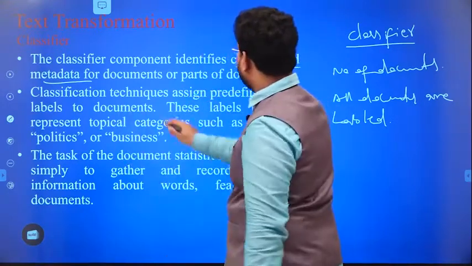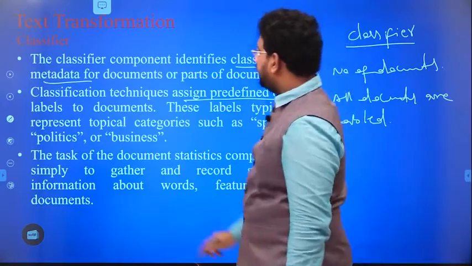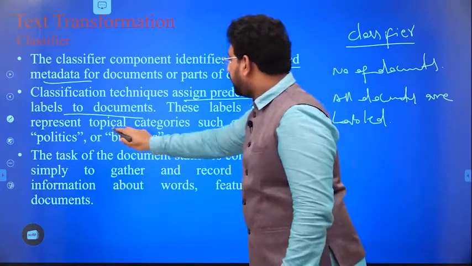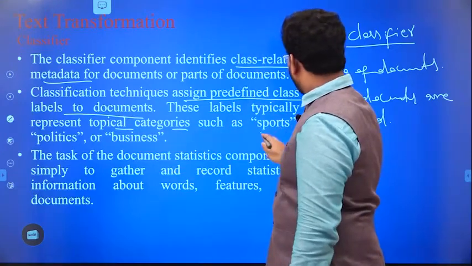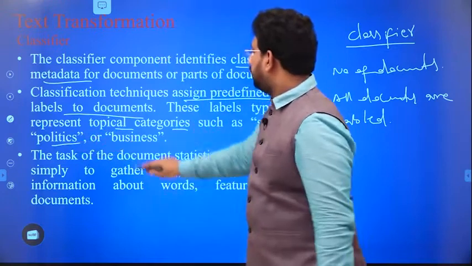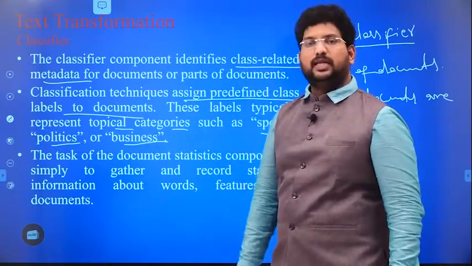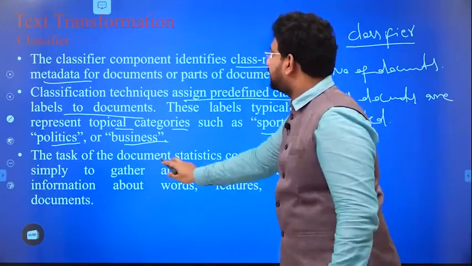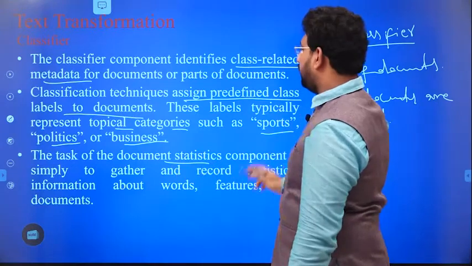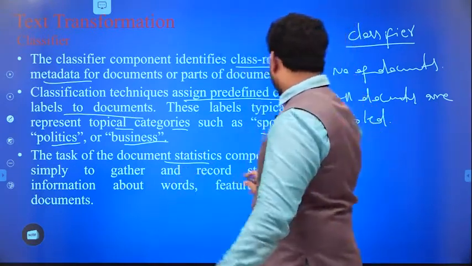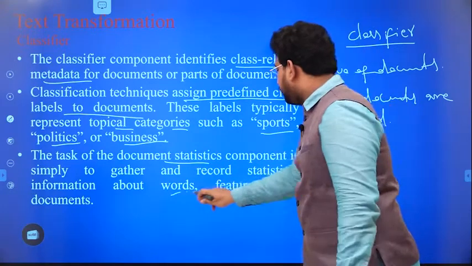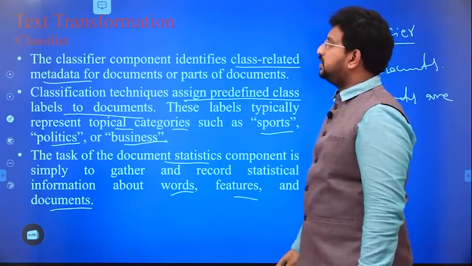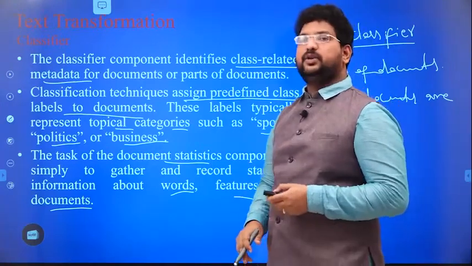So the classification technique assigns predefined class labels to the documents. These labels typically represent topical categories such as sports, politics, or business. Next, the task of the document statistics component is simply to gather and record statistical information about words, features, and documents. So this is about text transformation and its components.